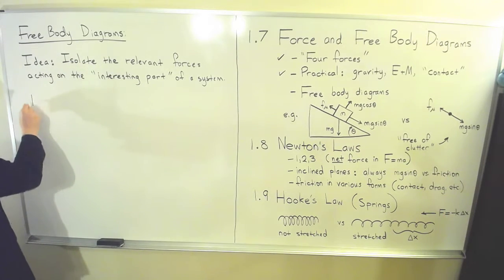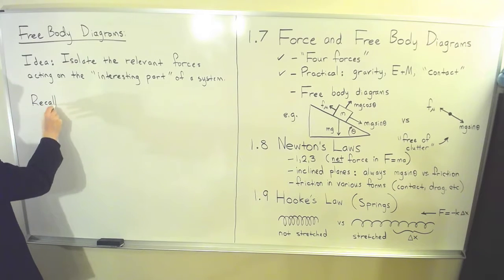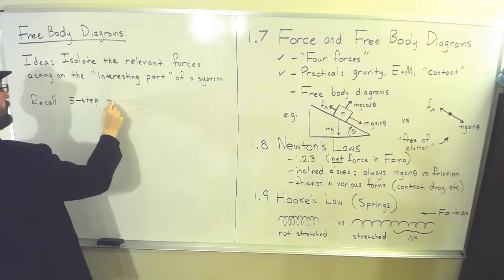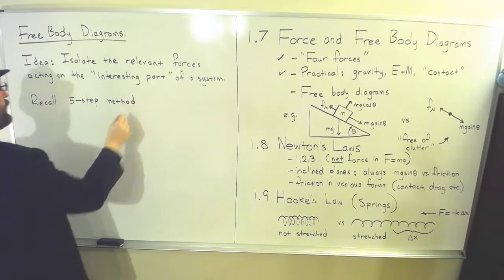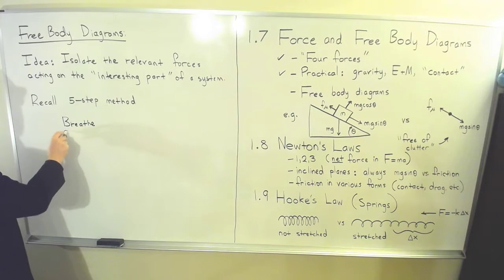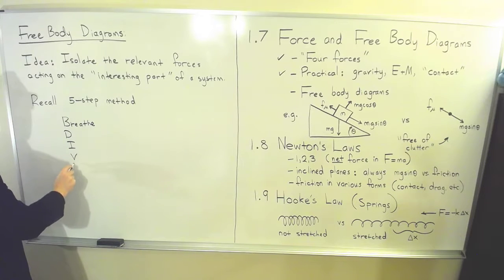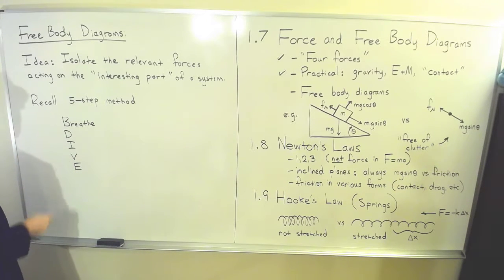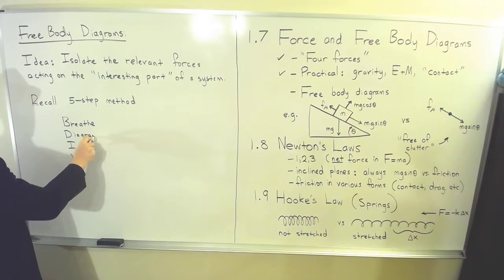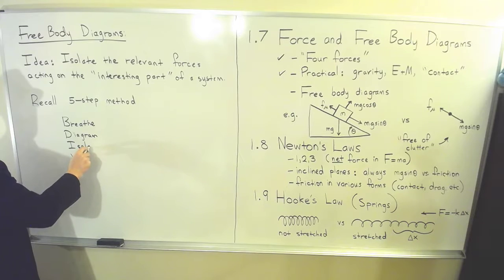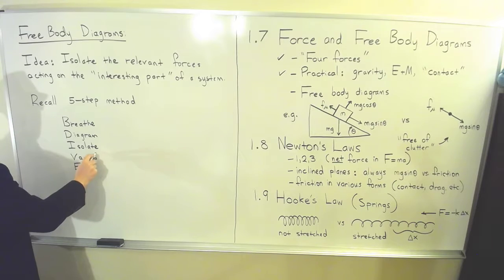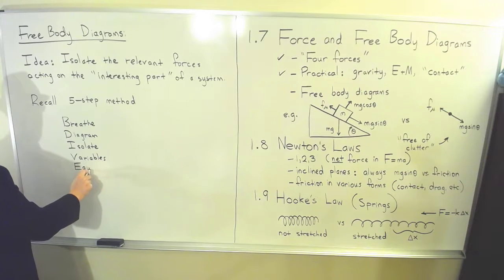You recall the 5-step method that was suggested at the beginning of the book: breathe and then dive, D-I-V-E, where the D stood for diagram, the I stood for isolate, the V stood for variables, and the E stood for equations.